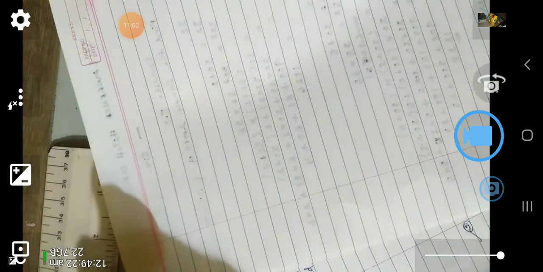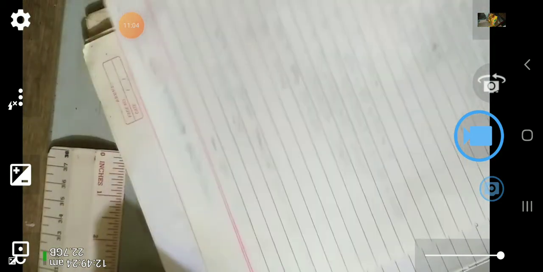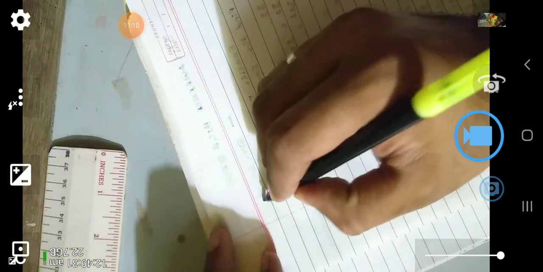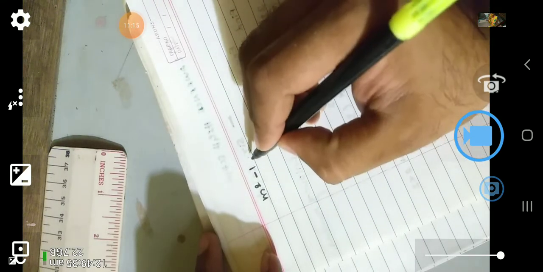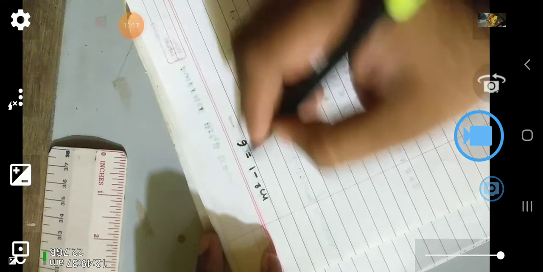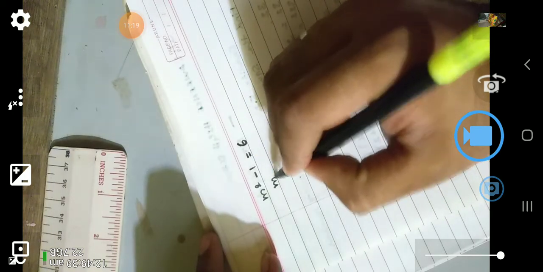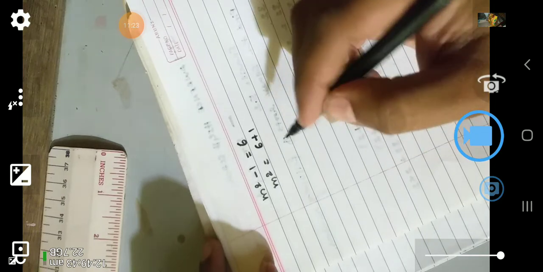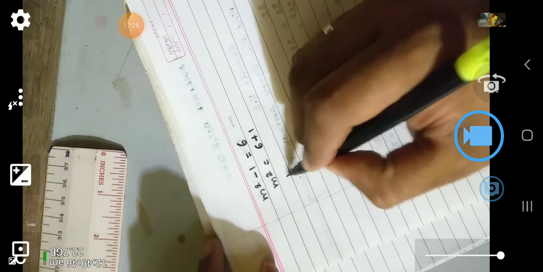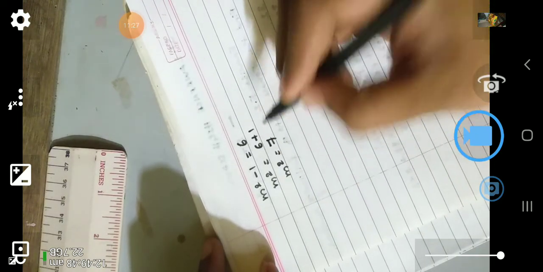Next is m square minus 1. The same problem: m square minus 1 is equal to 6. Correct. So m square is equal to 6 plus 1, what we discussed in previous classes. So m square is equal to 7.